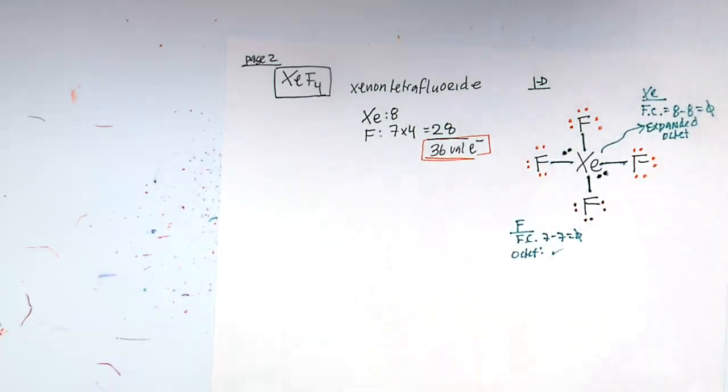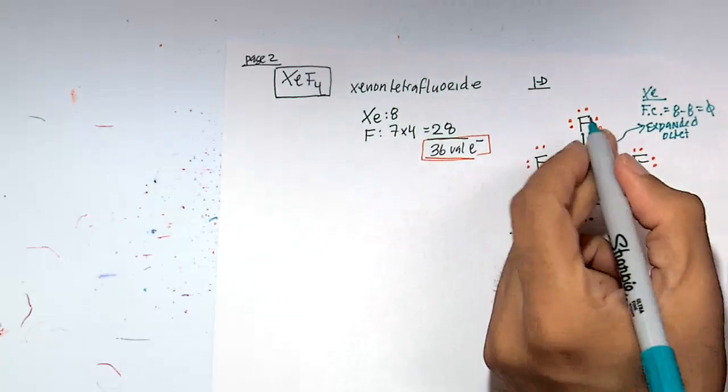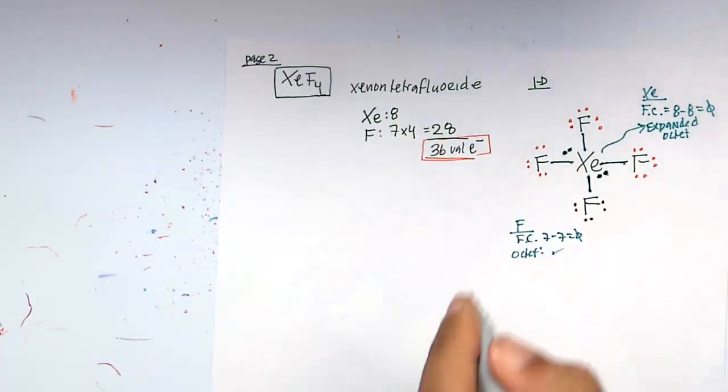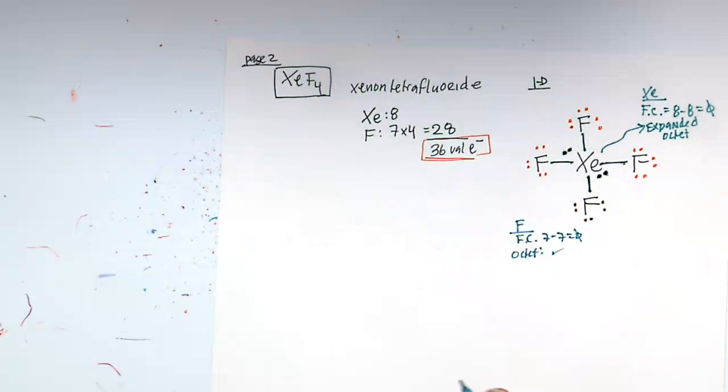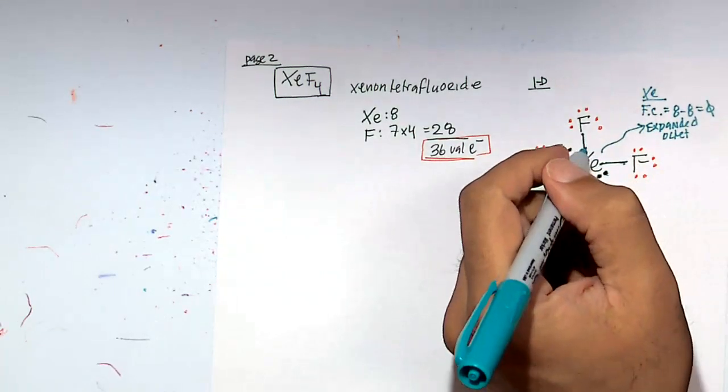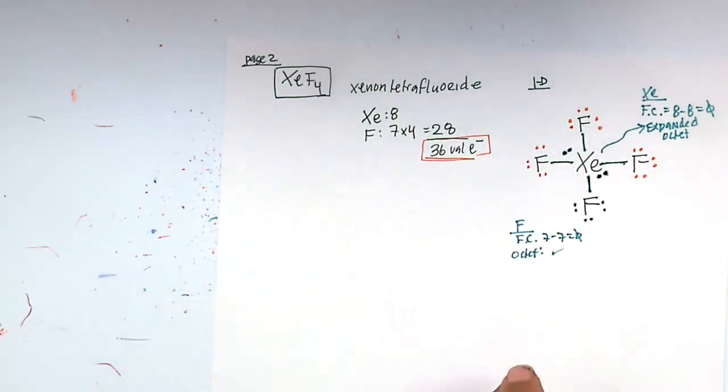With an expanded octet, is that always going to be something that has more than 8? Yes, but there are some that don't get an octet. Hydrogen, the octet is 2. Okay, aluminum, the octet is 6. So if you can get an octet, good, but some of these central atoms will take the expanded octet.